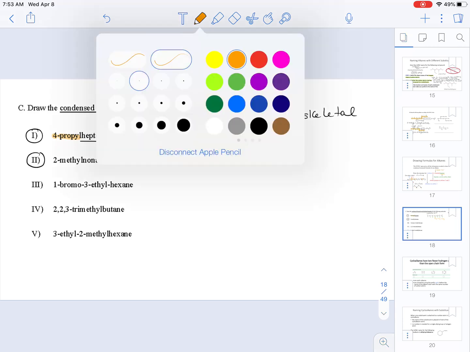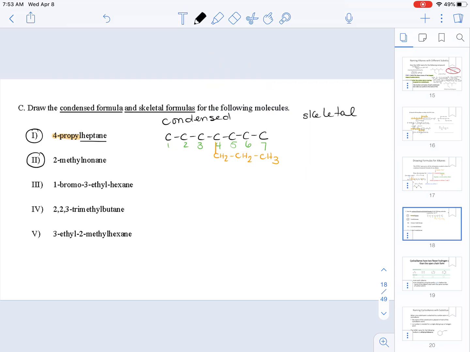Then I need to complete the octets for each one of the carbon atoms. Carbon 1 only has 1 bond. That's why it receives 3 hydrogens. Carbon 2 needs 2 hydrogens. Carbon 3 needs 2 hydrogens. Carbon 4 only needs 1. Number 5 needs 2 hydrogens. Number 6 needs 2 hydrogens. And carbon 7 needs 3 hydrogens.